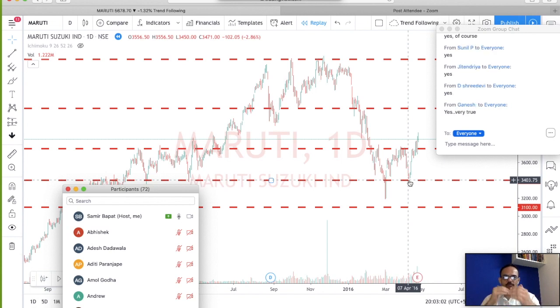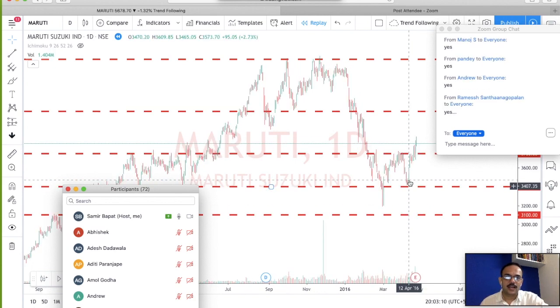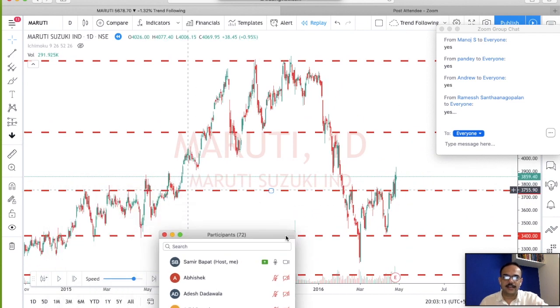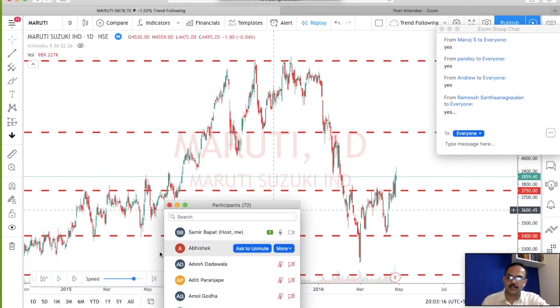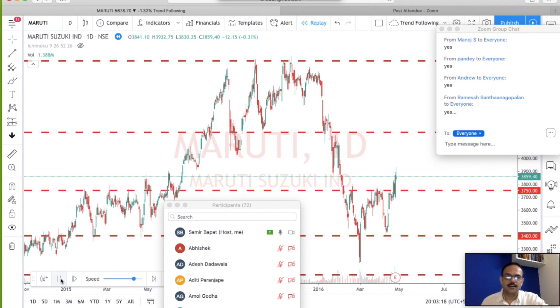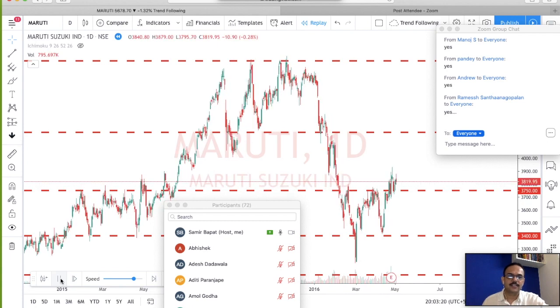So this is how the support and resistance lines play in the future, and I'll show you one fantastic thing. You will be very much surprised at the end of this, when we do some more practice, and then I'll share one fantastic thing with you.